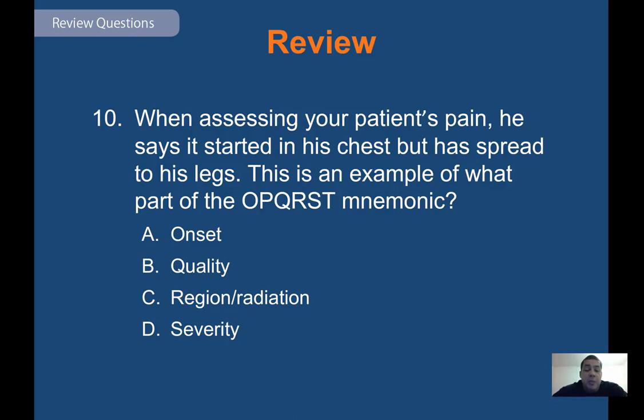When assessing your patient's pain, he says it started in his chest but has spread to his legs. This is an example of what part of the OPQRST mnemonic? So go through the whole mnemonic in your head. Onset. When did the pain start? P. Provocation, palliation. Anything make it better, anything make it worse. Quality. What does the pain feel like? Is it dull? Is it crushing? Is it sharp?